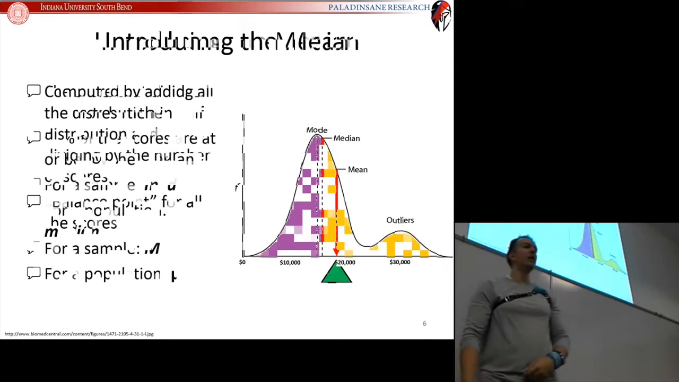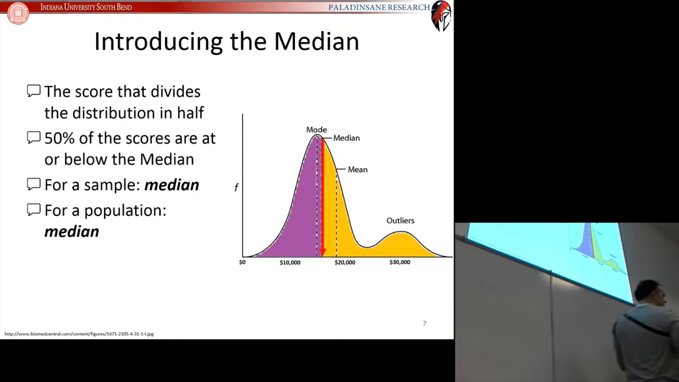All right, so that was the mean. The next most popular one in psychology is the median. The median is the score that divides your distribution in half. So it uses less information than the mean. All that it wants to know is whether the number of scores above and the number of scores below the median are equal. So it doesn't care how big the scores are on either side.